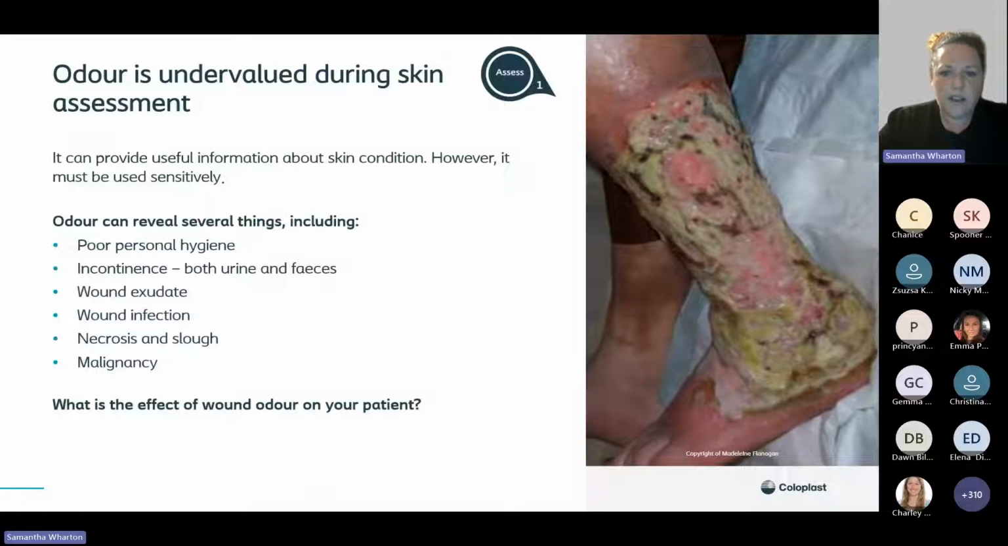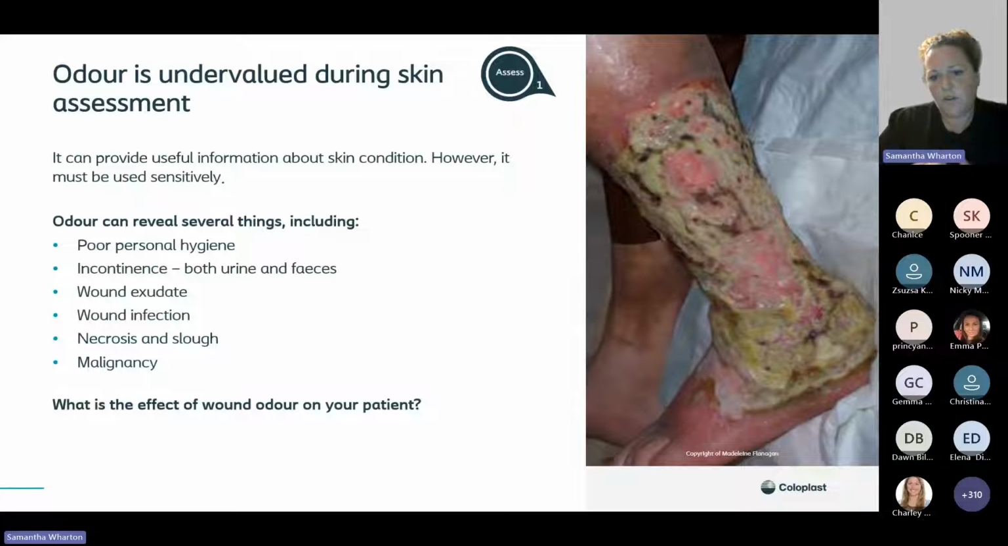Odour, so undervalued, but it has such an impact on a patient's quality of life. I have a patient that always comes into my mind whenever I think of odour. It was this poor lady in a nursing home, and she had an ischemic leg ulcer that was covered in necrotic tissue that really smelled. The odour was so bad, she didn't want her family to come in and see her, but she had a palliative diagnosis.